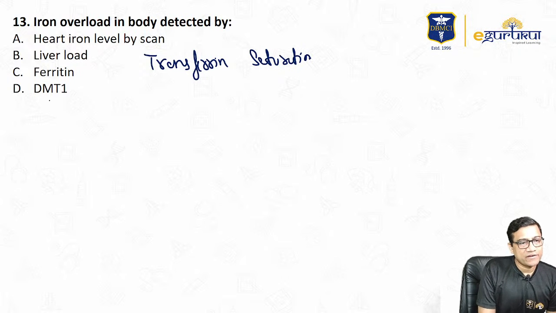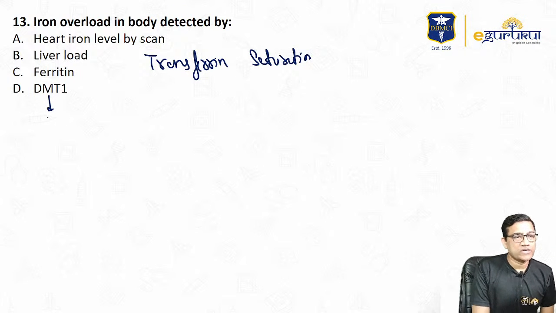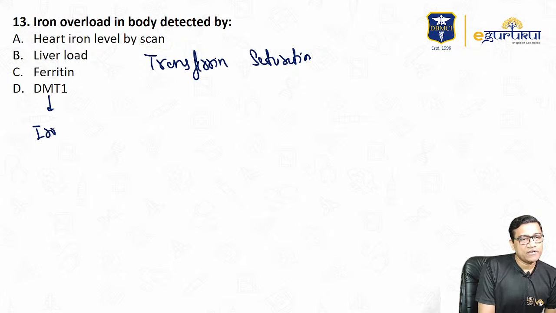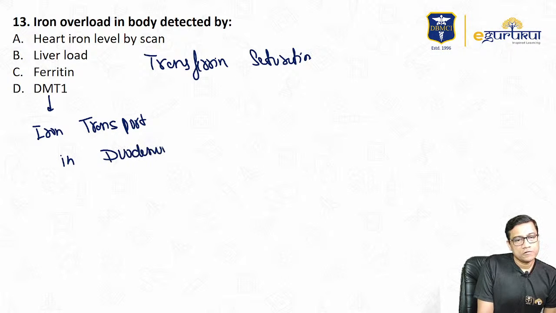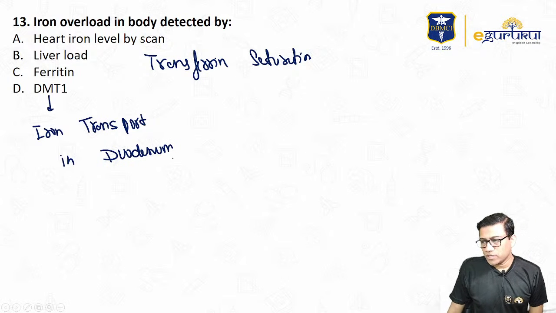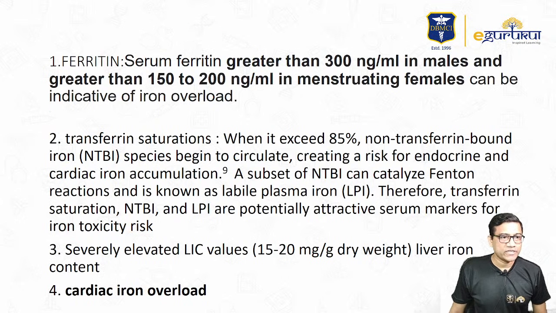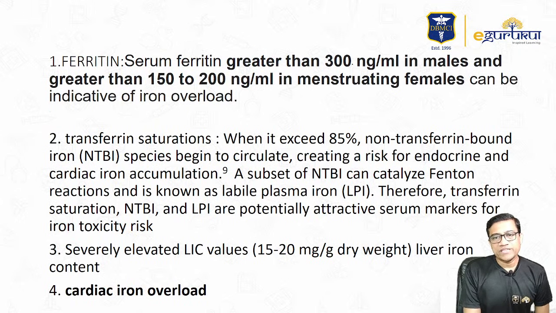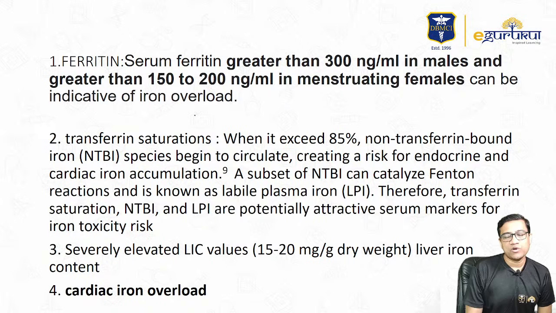DMT is an iron transport. I don't know the exact option. I just got DMT. It is actually for iron transport in duodenum. So it's for iron transport. It is not the one. So I'll just show you the table. So ferritin more than 300 nanogram in male and 200 in female indicate iron overload.